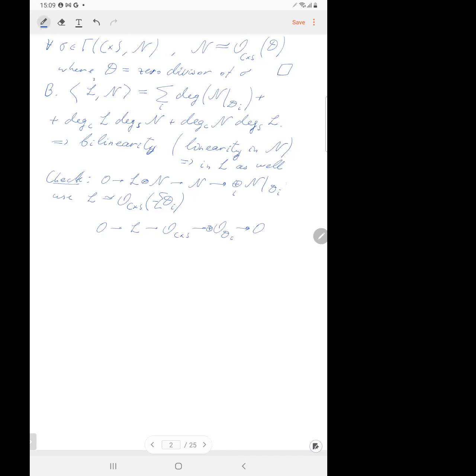Oh, sorry, I forgot to finish. Well, once again, the upper sequence is the lower one, tensored by n. Yes, so n is an invertible sheaf, locally free, so you can tensor with it and it preserves exactness. Do you ask anything about the lower sequence?